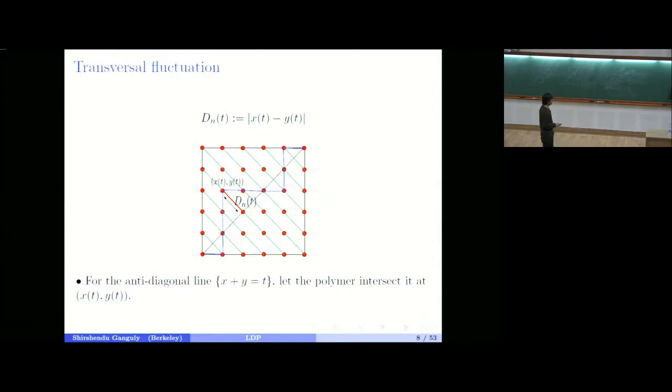Let's say (xt, yt) is the point through which the polymer passes, which lies on this line. I can measure how much further away from the diagonal it is. So dnt would be exactly the transversal fluctuation of this path on the anti-diagonal line x plus y equal to t. We would be interested in dnt as well as the supremum of dnt over all t, that is, the maximum possible fluctuation that the path can reach.